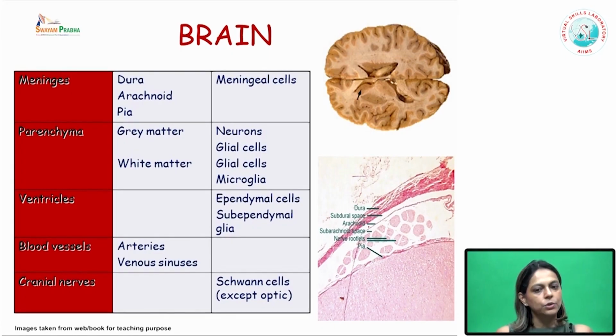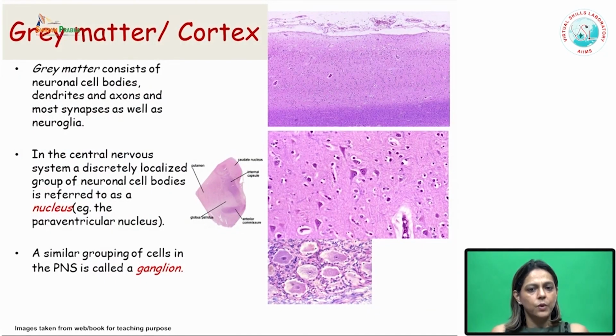And then you have the ventricles, which are primarily lined by the ependymal cells. And why do you want to know about the astrocytic cells, the oligodendroglial cells or the ependymal cells? Because there are many lesions which are associated with these cells, which I'll be covering in this lecture. Then you have the blood vessels and the cranial nerves. Now first we'll discuss the white matter.